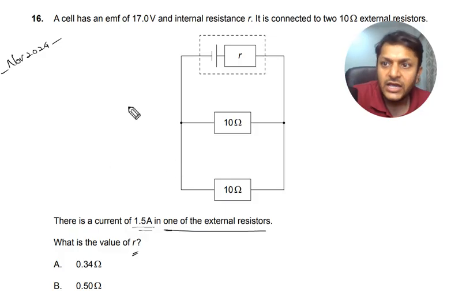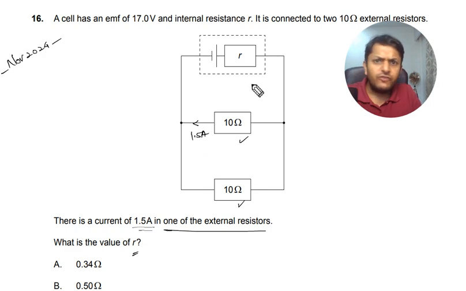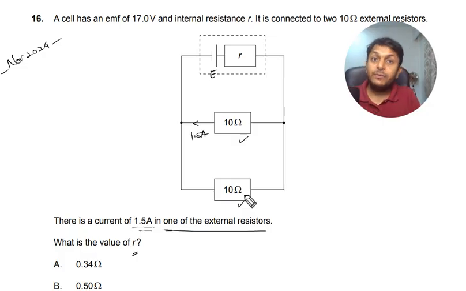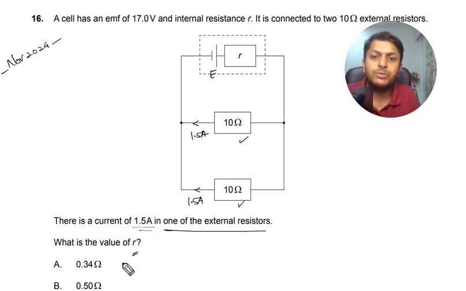So listen to me. It is given this is 10 ohm, this is also 10 ohm, and one of the 10 ohm resistors is getting a current of 1.5 amperes. Whatever happens to the battery here, the EMF is E, the internal resistance is R. If this 10 ohm and this 10 ohm are in parallel with each other, they will have the same potential difference across both of them. And because they have the same resistance and the same potential difference, they will have the same current passing through. So even this will have 1.5 amperes.